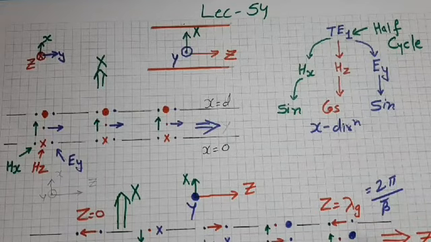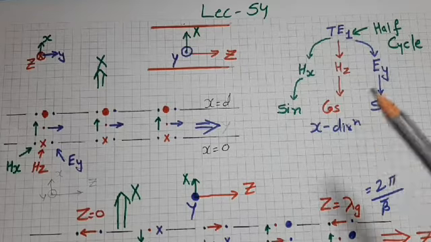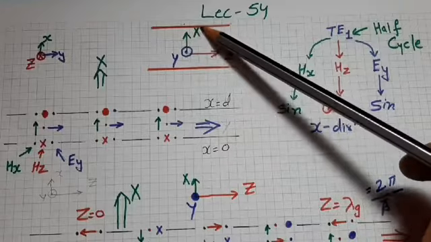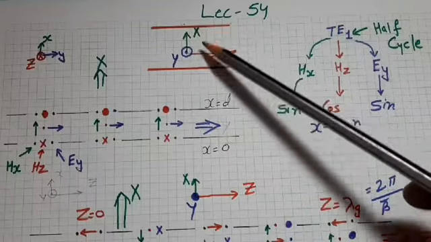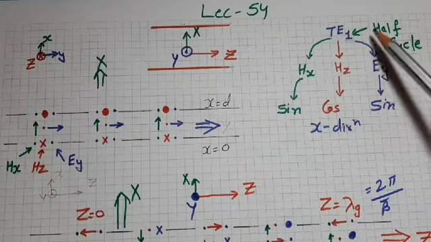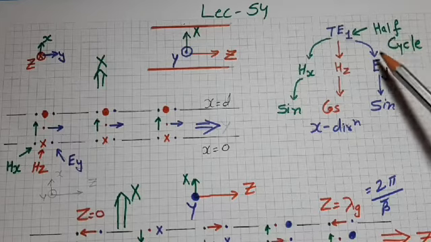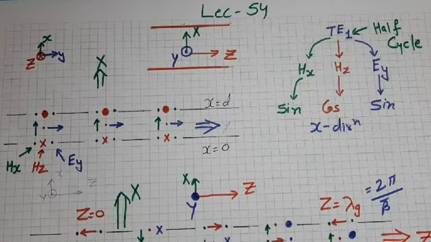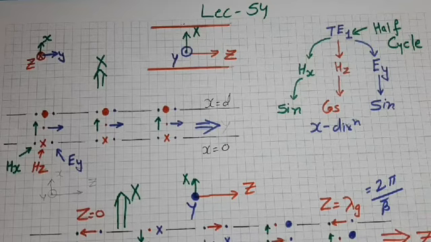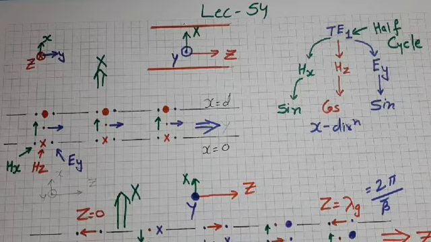Now the next question arises: how many cycles of these sine and cosine functions would be present in x direction? The number of cycles between the boundaries will depend upon the value of m. For m equal to 1, only one half cycle would be present between the boundaries. For m equal to 2, two half cycles, meaning one complete cycle, would be present between the boundaries. And for m equal to 3, three half cycles would be present. In this way, as the value of m increases, the number of half cycles also increases.